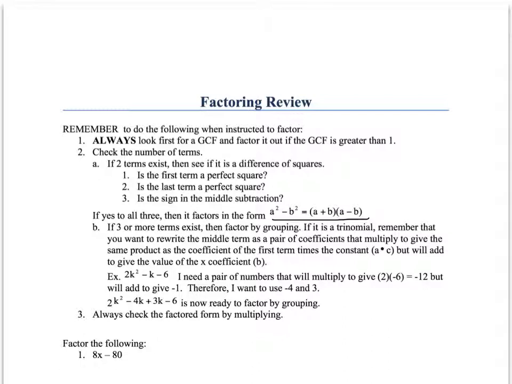If you have 3 or more terms, you want to try to factor by grouping. Now, when I say 3 or more, I really mean 3 or 4. We're not going to look at how to factor something that has more than 4 terms in this course. If it's 3 terms, if it's a trinomial, remember that if you rewrite the middle term in such a way that you can get it to factor by grouping, that would be a systematic, easy way to factor.